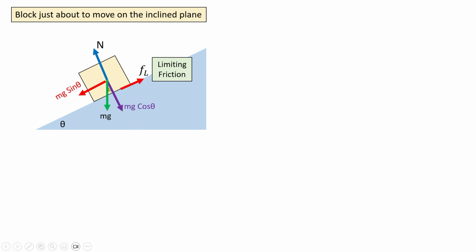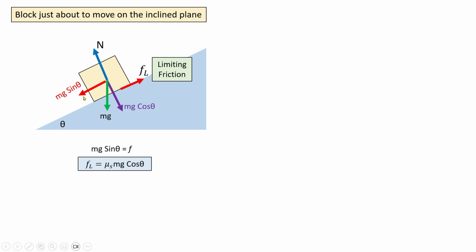Then we resolve the mg into two components. The N and mg cos theta will be equal to each other. And since the block is just about to move, the downward force mg sin theta will balance the limiting friction. So mg sin theta is equal to F, and the friction involved is limiting in nature, which is the maximum static friction. So it is mu mg cos theta.